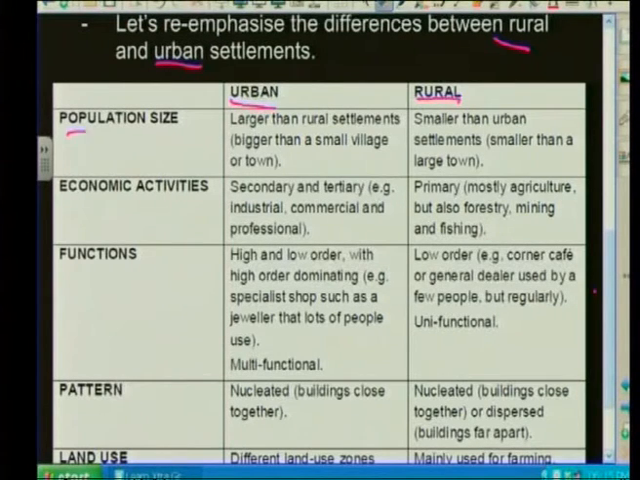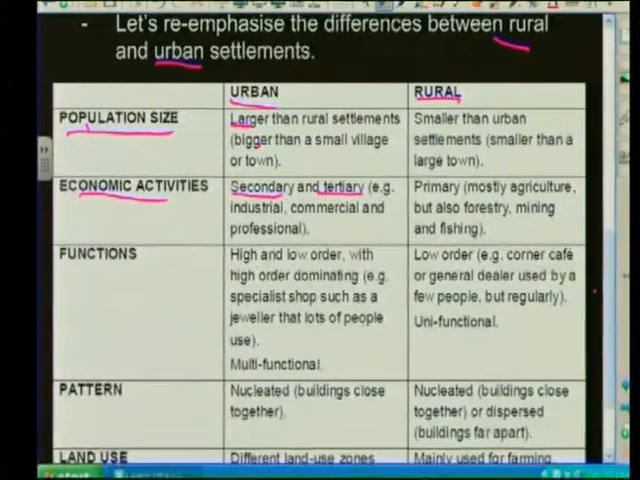In terms of population size, urban settlements are generally larger and bigger than a small village or town. However, rural settlements are smaller than urban settlements. Example, smaller than a large town, especially when it comes to population. The key aspect here is population. So what we should be remembering is that more of the population lives in an urban settlement than a rural settlement.